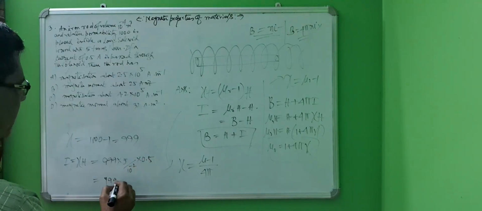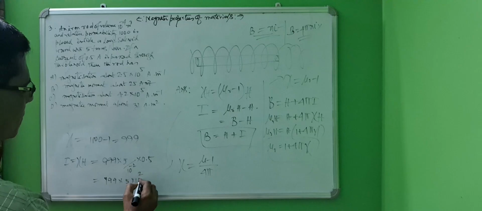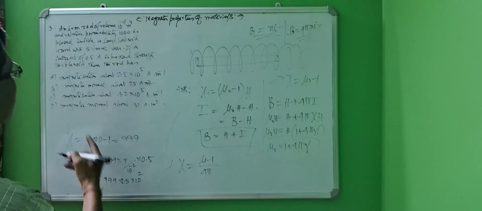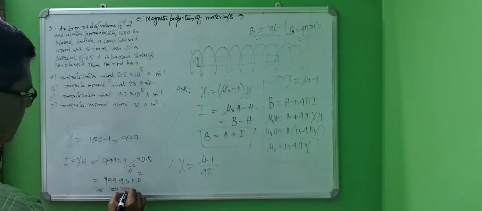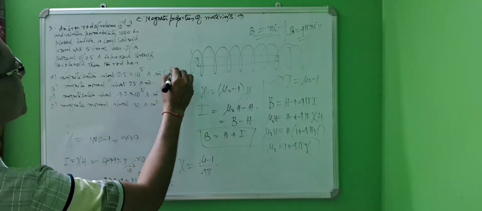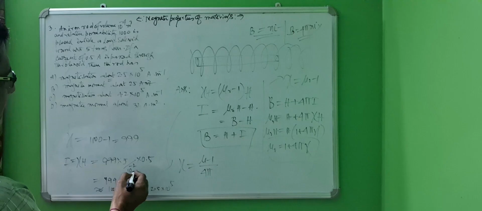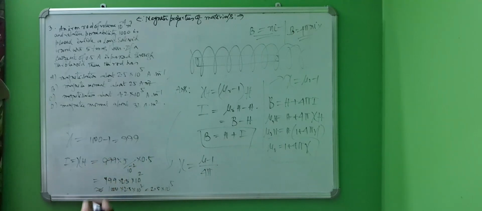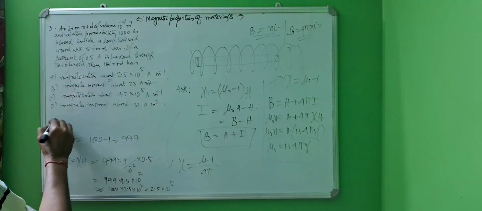So we can get 999 into 5 into 10 to the power 2 into 2.5. It approximates because the problem says about. So this is taken as 1000 into 2.5 into 10 square, equals 2.5 into 10 to the power 5. So the answer is this, ampere per meter. This one is the answer in ampere per meter, and this one is unitless here. So this one is right. So the answer is A. Answer A is the right one.